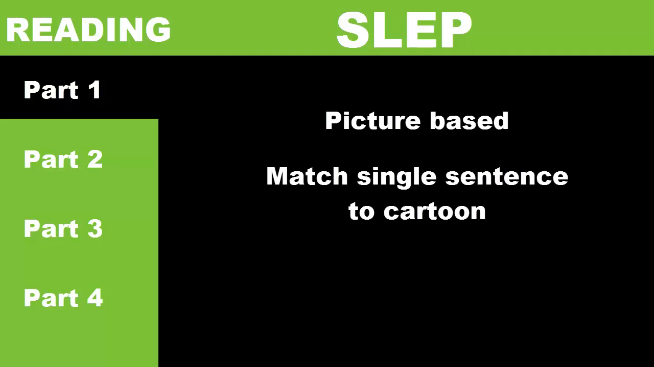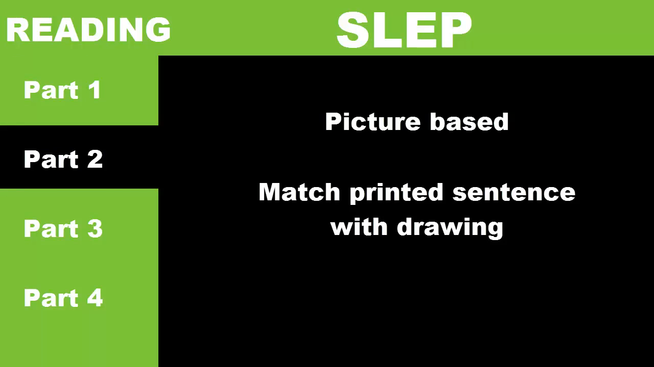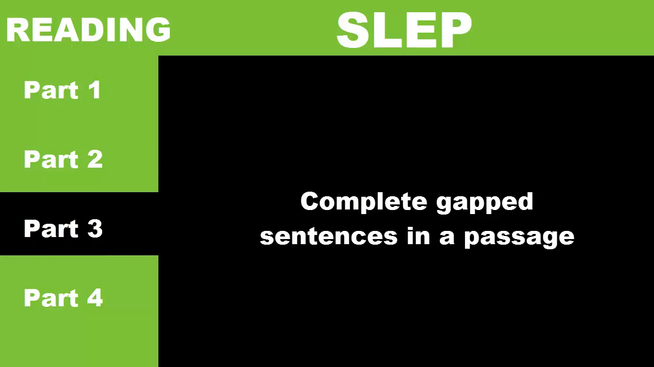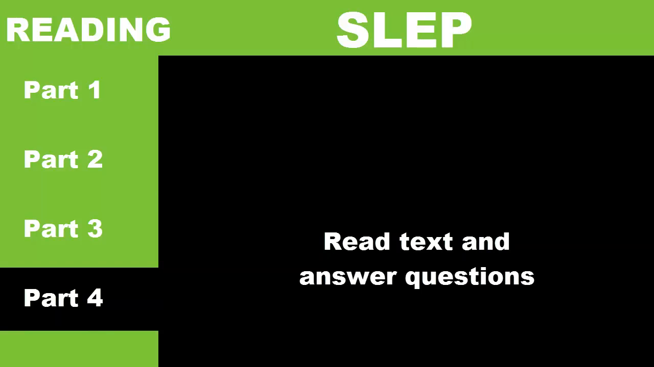The SLEP reading has 4 parts. The first one is related to a picture, where students match single sentences to thought bubbles in a single picture cartoon. The second part is matching printed sentences with one of 4 drawings. Then the SLEP had a passage task where the sentences in the passage had gaps, and students completed them with words and phrases. And finally, the students read texts and answered questions about them.